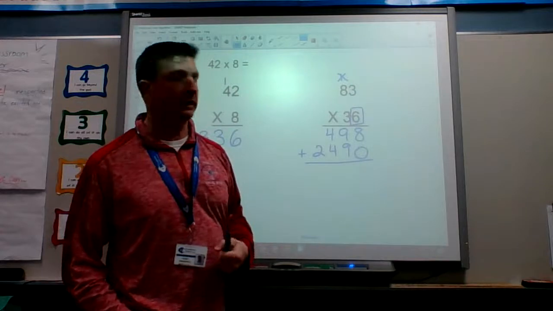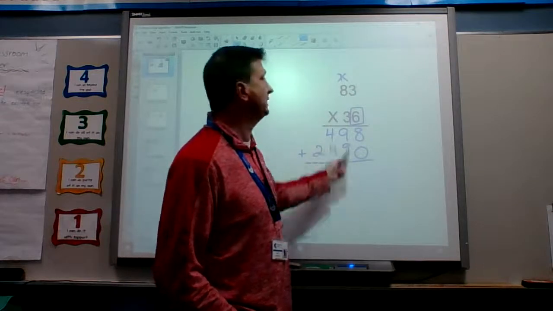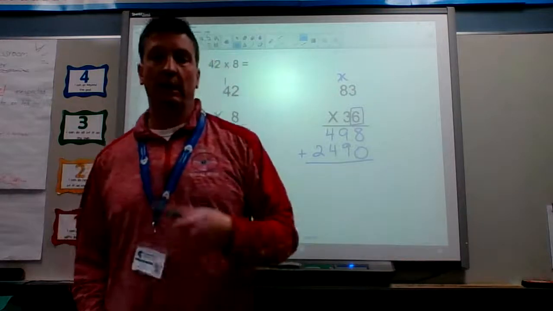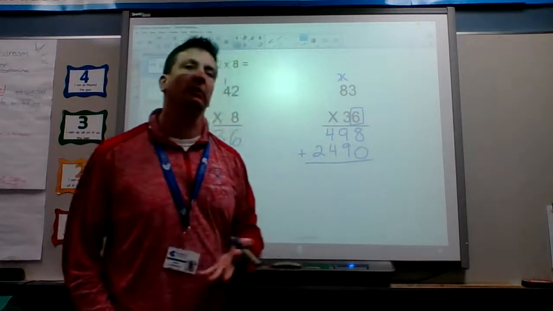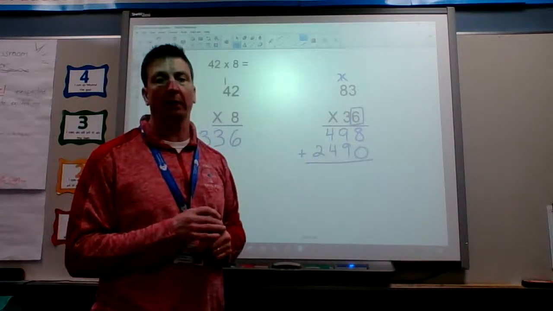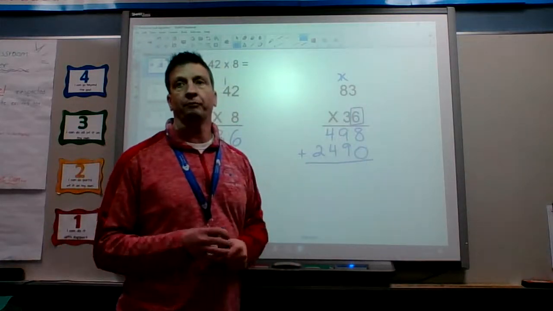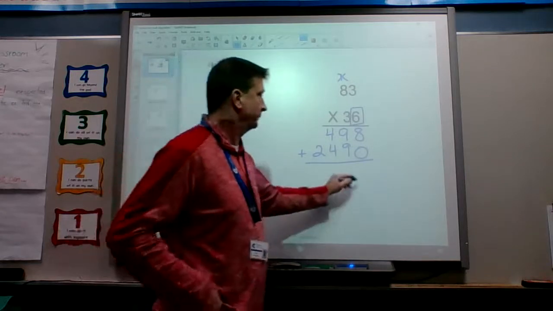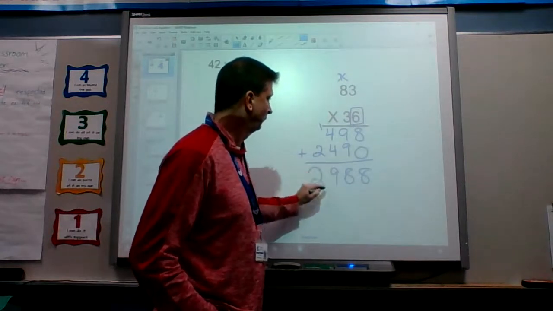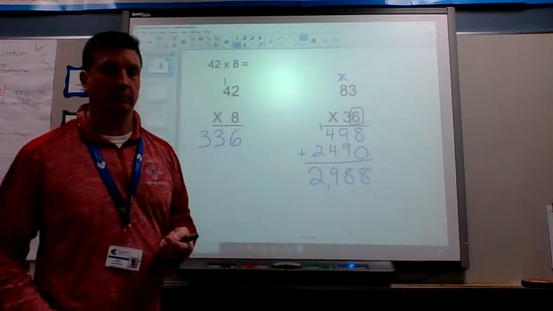Now, what I've done here is taken 6 times 83 and got 498. And I've taken 30 times 83 and got 2,490. So now I have two partial products. Now I'm still going to add. So this is similar to that area model, but instead of adding your 4 different parts, you're only adding your 2 parts, because as you worked across, you were adding as you were multiplying as well. So I'm ending up with 2,988 as my answer to 83 times 36.